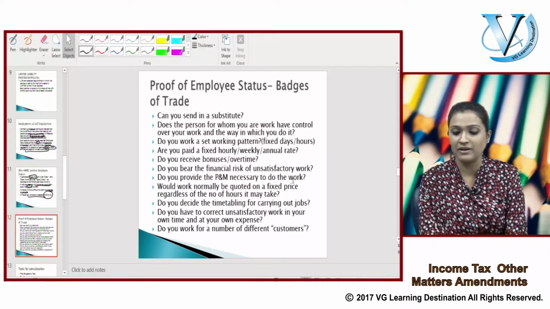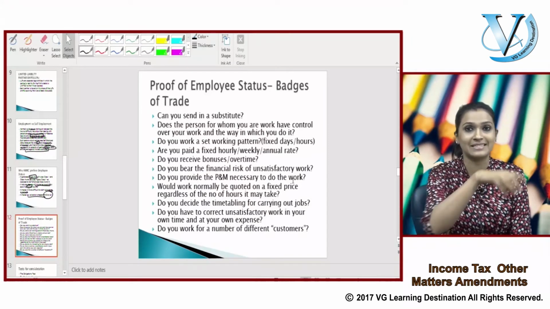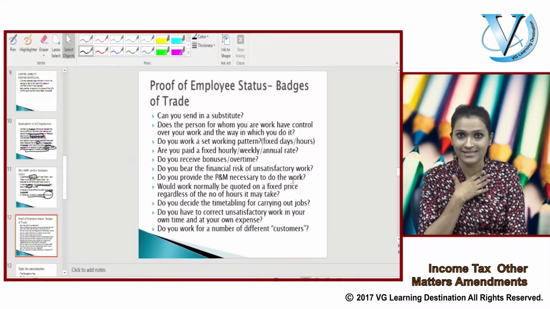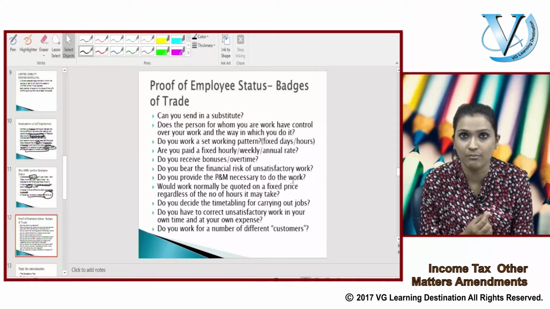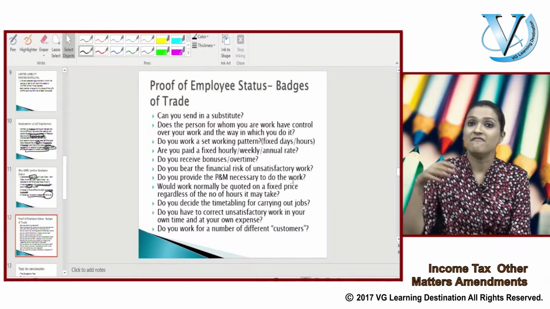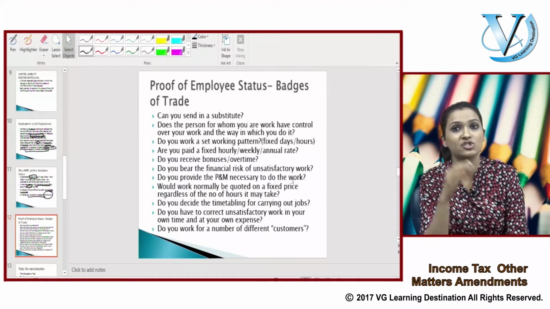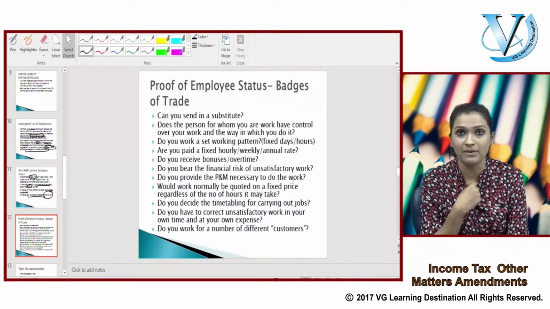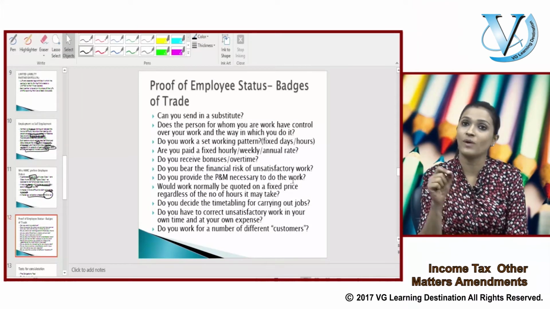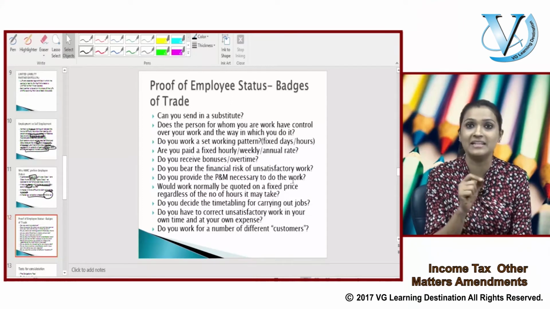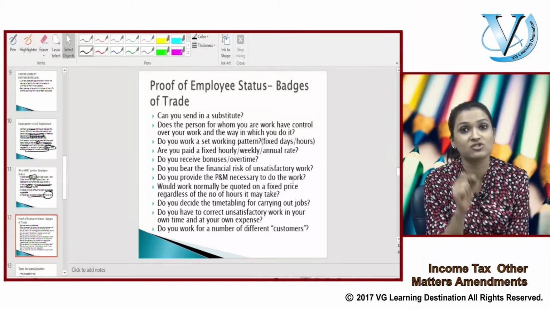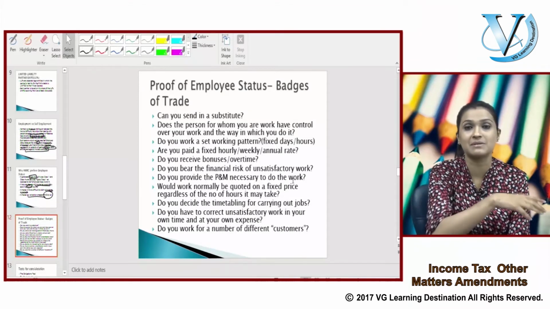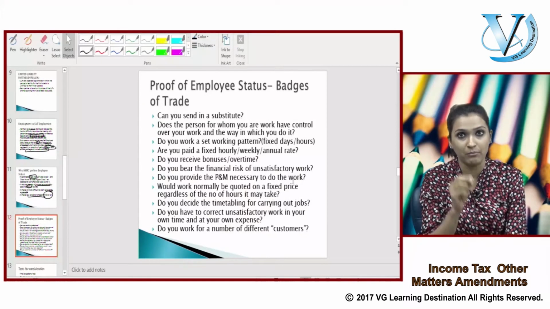Do you work for a number of different customers? Now, one very simple example is that if I, as a lecturer, am a self-employed person, I can go to 5 other institutes and teach the same subject. As opposed to this, if I'm an employed person, I cannot go to any rival institute and teach the same subject. So definitely, whether or not I have a lot of different customers determines if I am employed or self-employed.